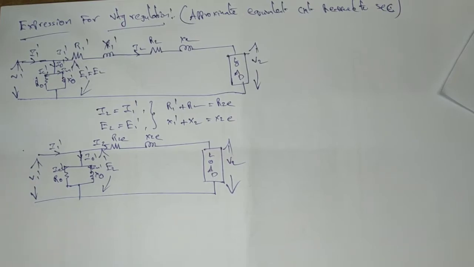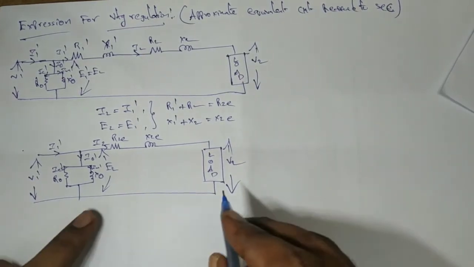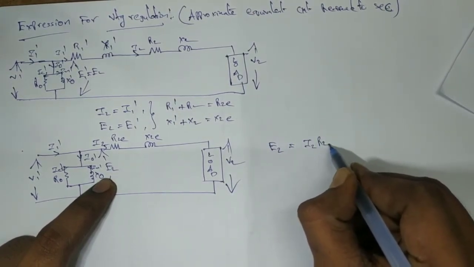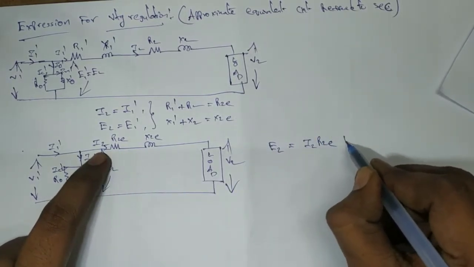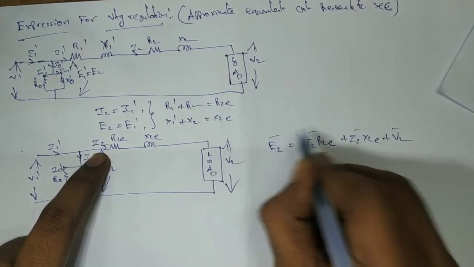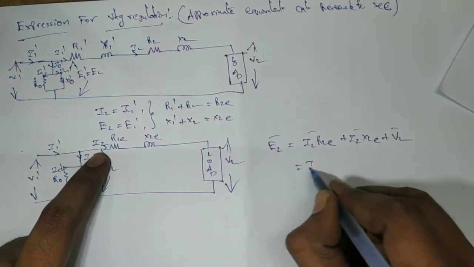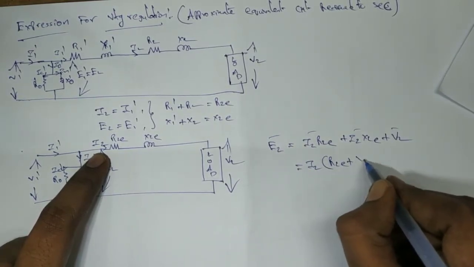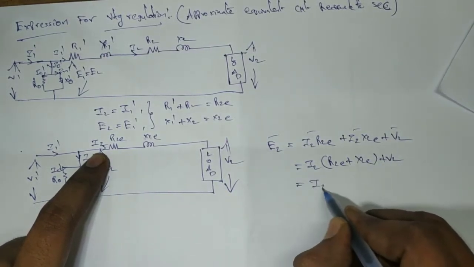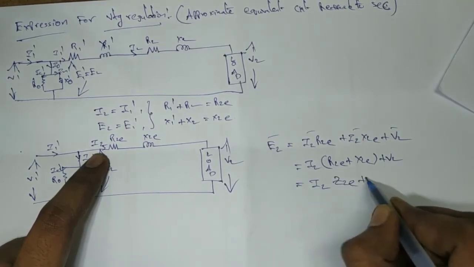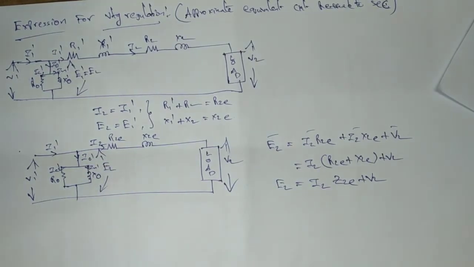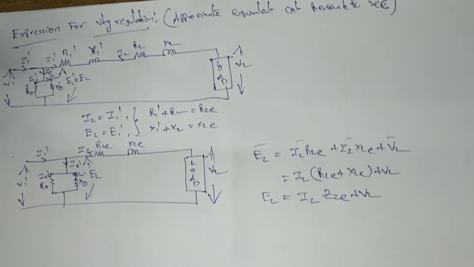If we observe this approximate equivalent circuit, we can write E2 equals I2 into R2E plus I2 into X2E plus V2, which is nothing but KVL. We are applying KVL in this loop. KVL is nothing but the sum of branch voltages. If I2 is taken as common, R2E plus X2E plus V2, all these are vector sums. So finally the combination of R2E and X2E is nothing but impedance Z2E. So finally E2 is equal to I2 into Z2E plus V2.